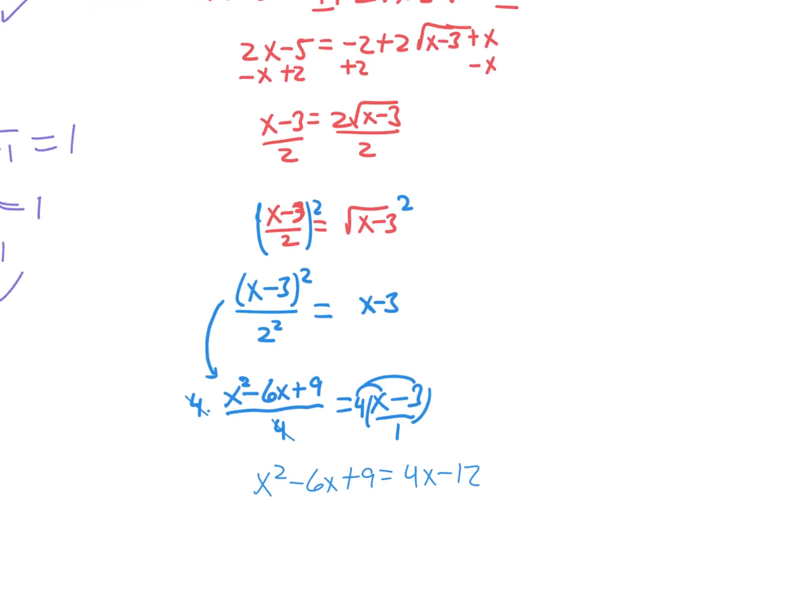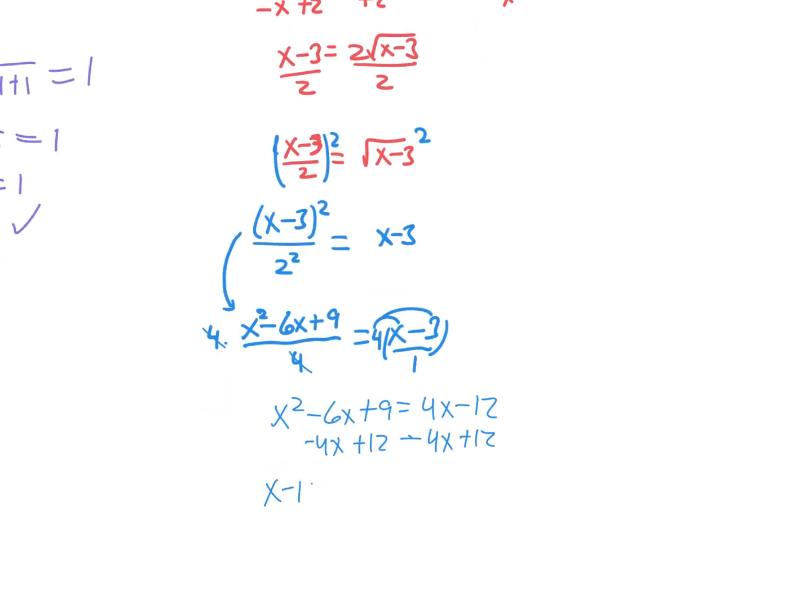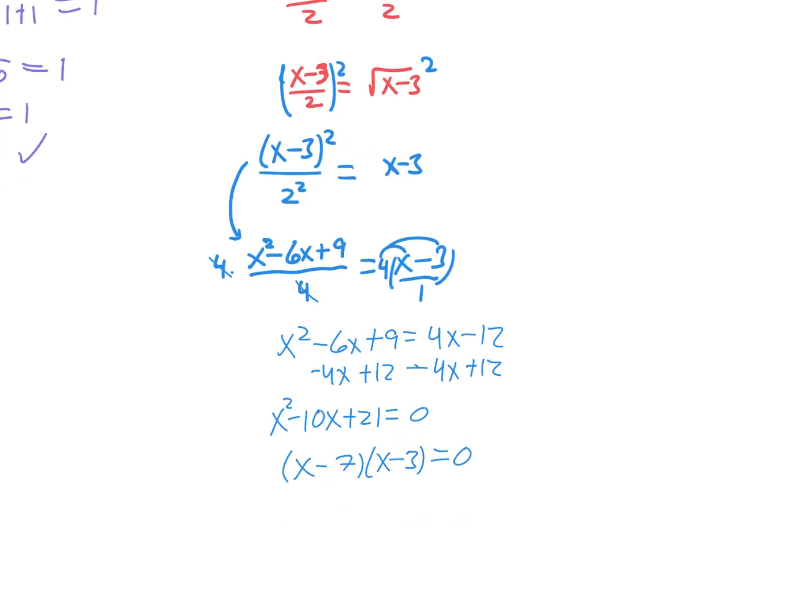Then I can get everything on one side and set it equal to 0, so I'm going to subtract 4x and add 12, and I'm left with x squared minus 10x plus 21 equals 0. Then I get x minus 7 and x minus 3, right? This does factor, and so I get x equals 7 and x equals 3. Again, a lot of work.